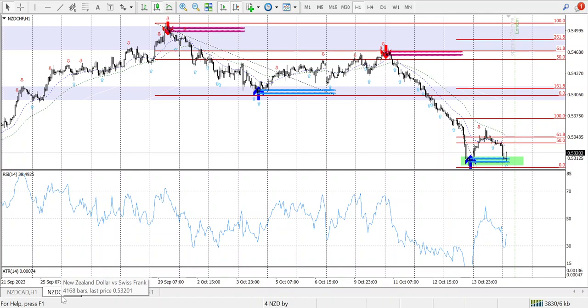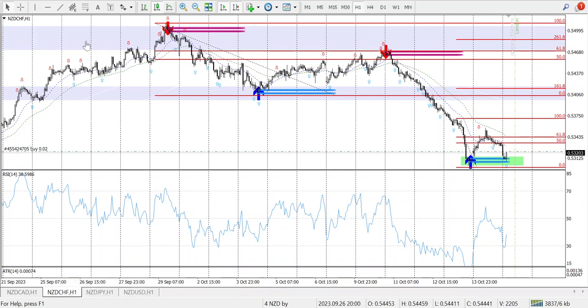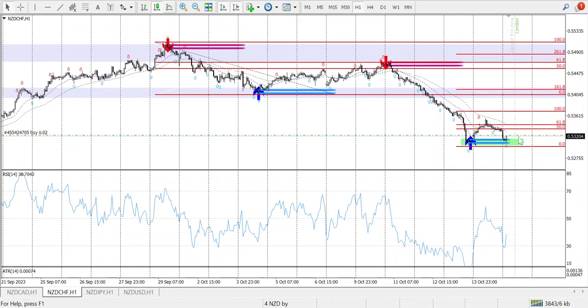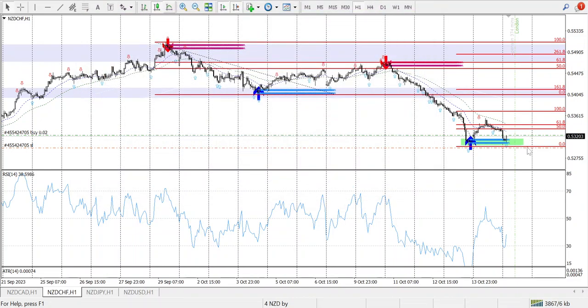And NJDCHF, it is also making a double bottom. I'm going to take this one also. This is a cool divergence. Okay, so what should my stop loss be? My stop loss should be here at approx 206 plus 274, like here. 276, cool. And my profit will be 276 to 520 something.